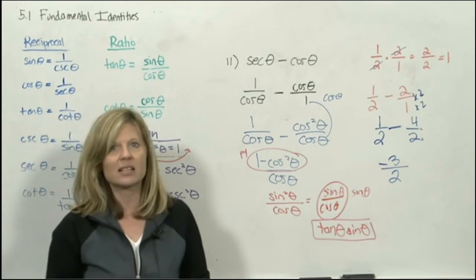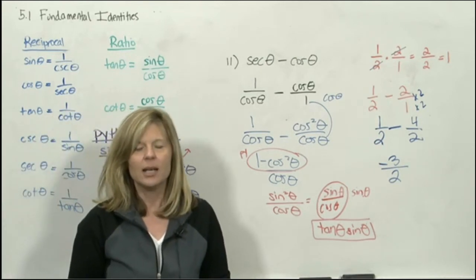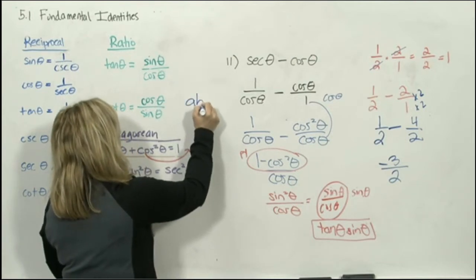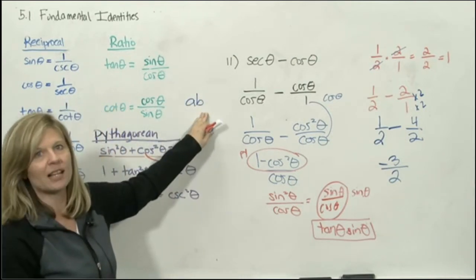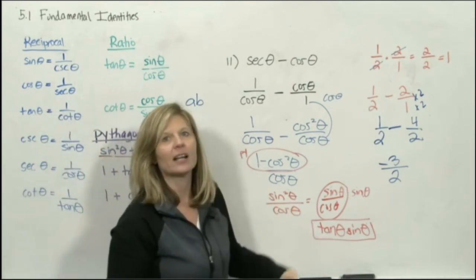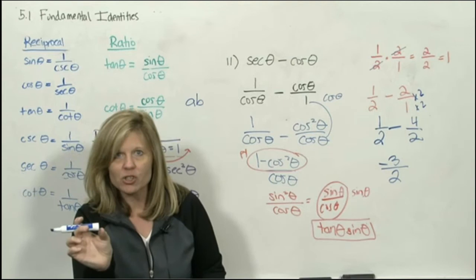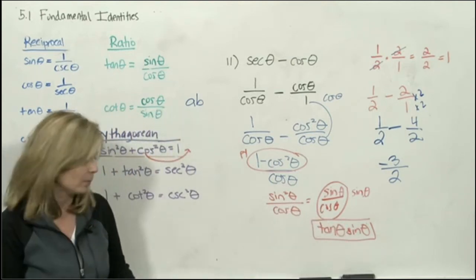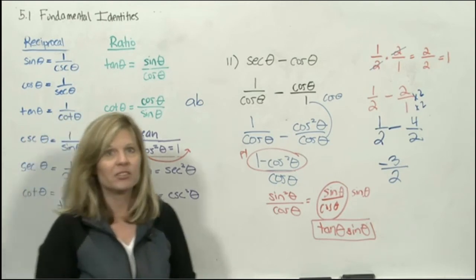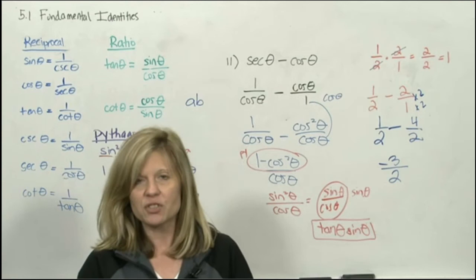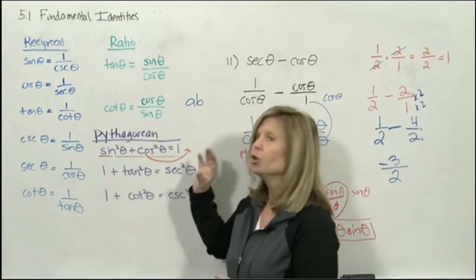Now I know what you're saying, that's not a monomial. Yes, it is. In algebra, if you write AB, that's connected by multiplication, that's one term, a monomial. So that is simplified. Even though it's just not one trig function, because they're connected by multiplication, it is considered a monomial.